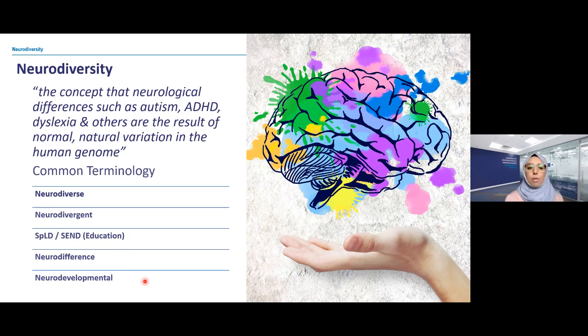Now, the aim of neurodiversity is to embrace difference, but also recognize that some people who are neurodivergent will require extra support, and to move away from this medical model of abnormality or something that needs curing. These conditions that we will look at are lifelong conditions, and we're not looking to cure them, but they can be successfully managed.